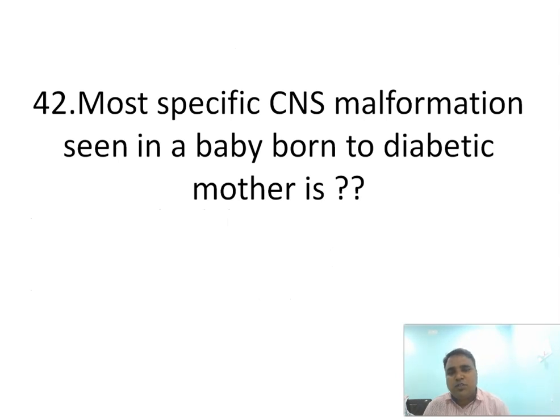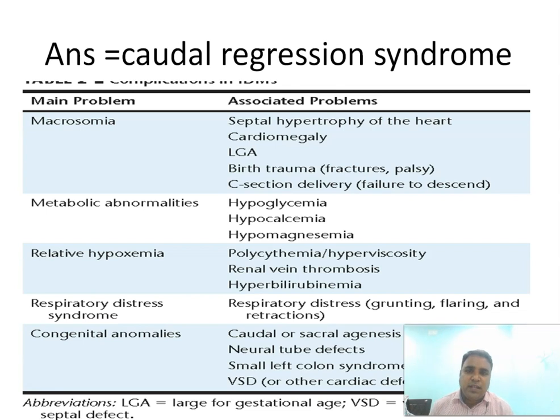Next question. Most specific CNS malformation seen in a baby born to a diabetic mother. As you know, a baby born to a diabetic mother can have several abnormalities. Then, which is the most specific CNS malformation that we can get? Answer is caudal regression syndrome.